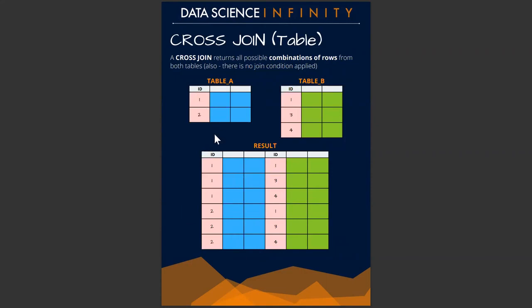If you see here, 1 is getting matched with all the 3 rows: 1, 1, 3, 4. Then 2, 1, 3, 4. This is how a cross join would look like. Does that give a clear picture now? How a cross join would work? Yeah. Okay.